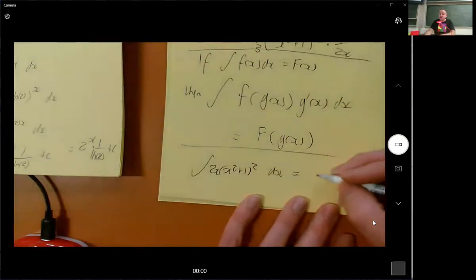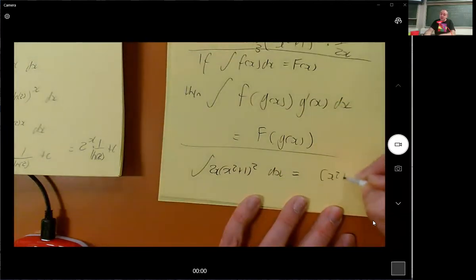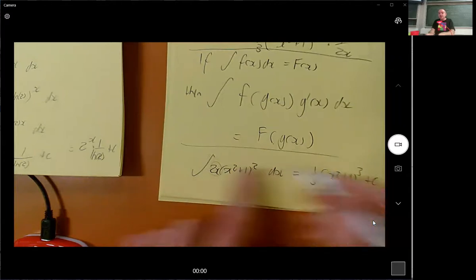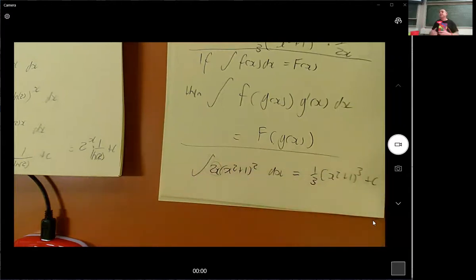Basically, that's the idea. And so this will become x squared plus 1 cubed over 3 plus c, and that 2x will vanish, because if I did it this way, it would appear. So I haven't technically done substitution there. I've literally done the chain rule in reverse.